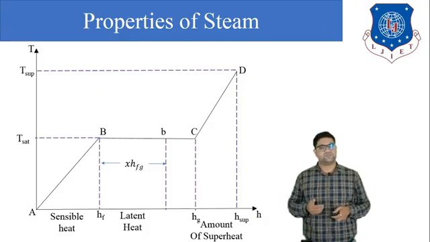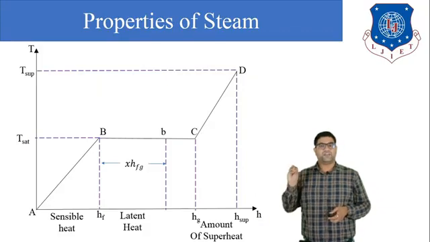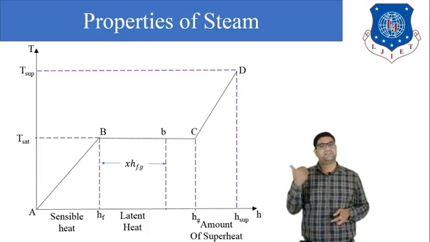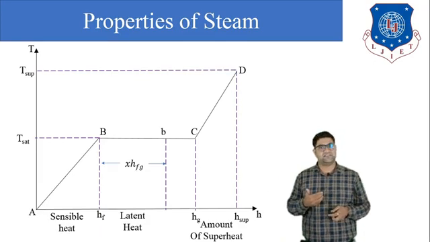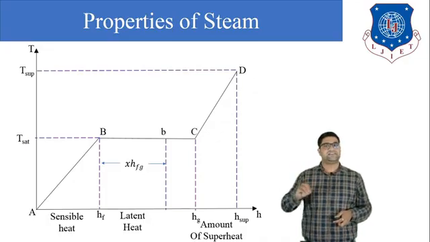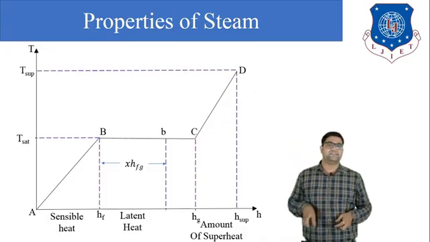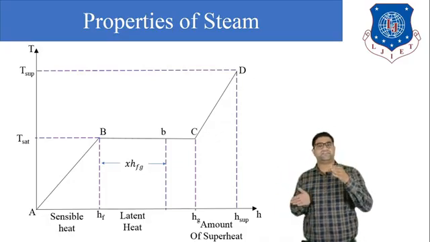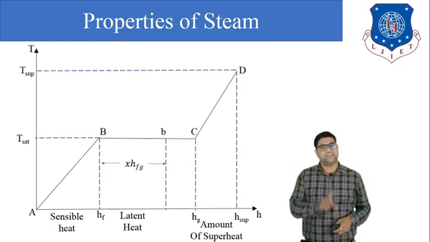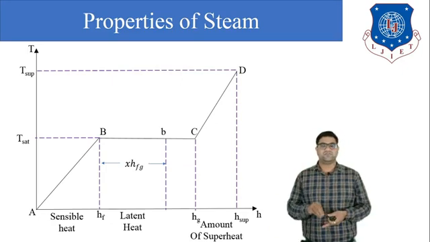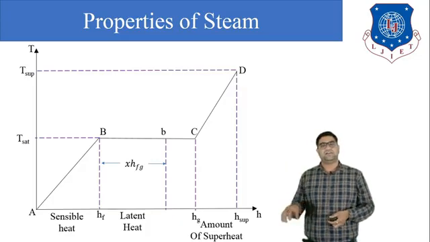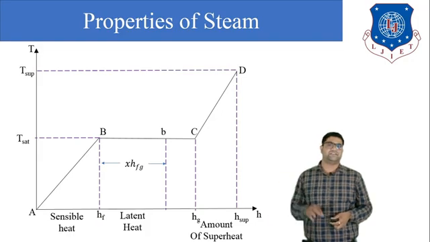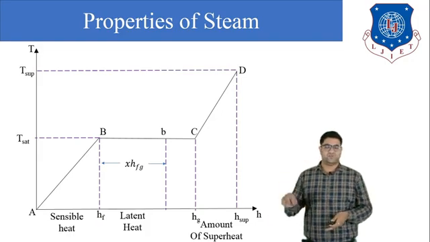Let us take one example to understand it. We know that 100 degrees Celsius is the saturation temperature. If we provide more heat, the temperature will rise to 150 degrees Celsius. So 150 degrees Celsius is the superheating temperature and 100 degrees Celsius is the saturation temperature. Between 100 and 150 degrees Celsius we have to supply some heat, and that heat is known as the sensible heat. So the heat required to change the temperature is sensible heat, and the heat required to change the phase is latent heat.